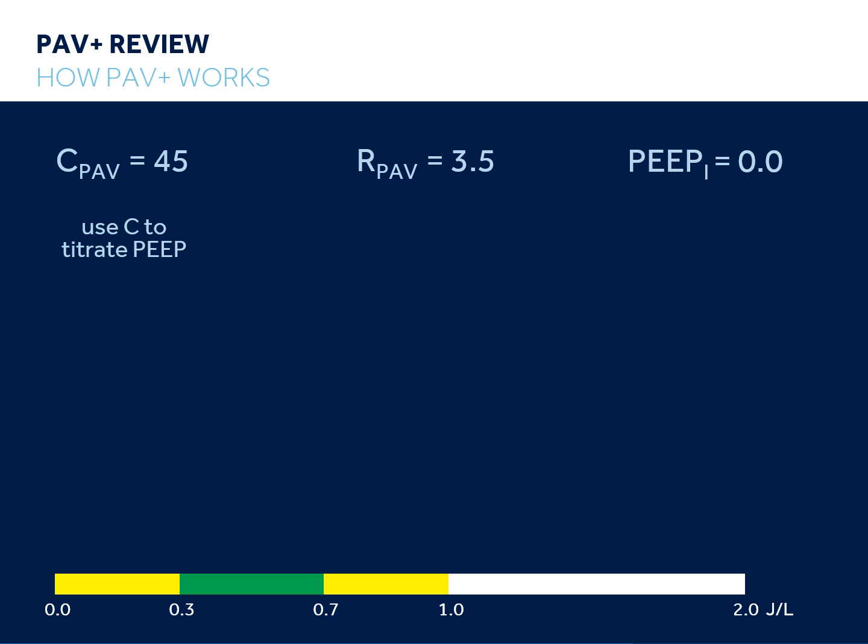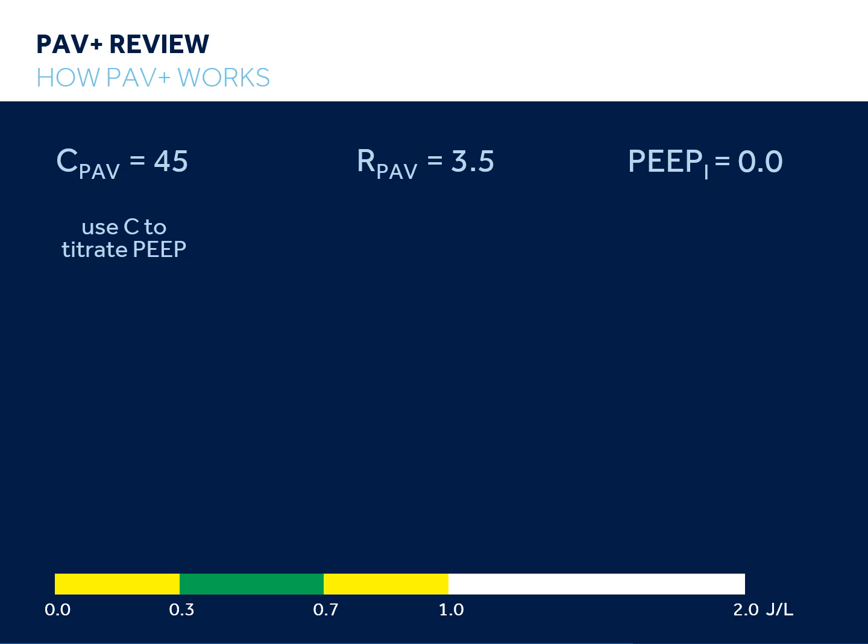Next, let's discuss the work of breathing bar that is displayed during the use of PAV. As you can see here, there are 4 colored zones. The green zone indicates between 0.3 and 0.7 joules per liter, which is considered the range of normal work of breathing for a typical healthy human. There are also 2 yellow zones indicating moderately elevated or decreased work of breathing levels, and there is a white zone indicating a highly elevated work of breathing level.